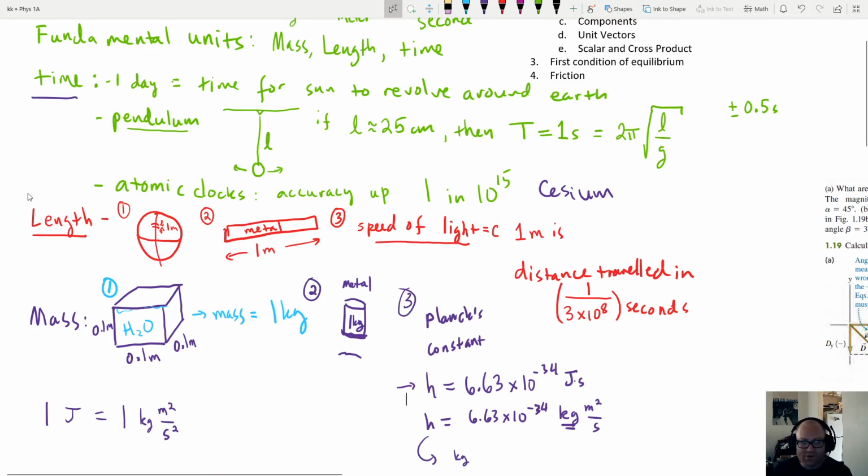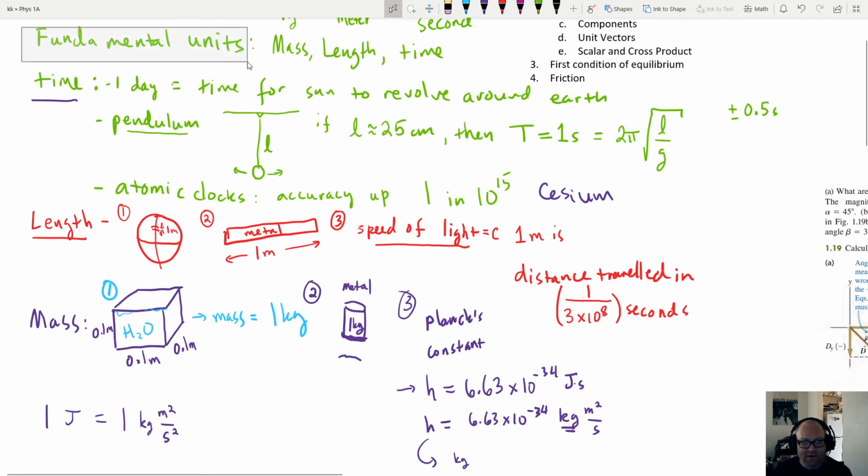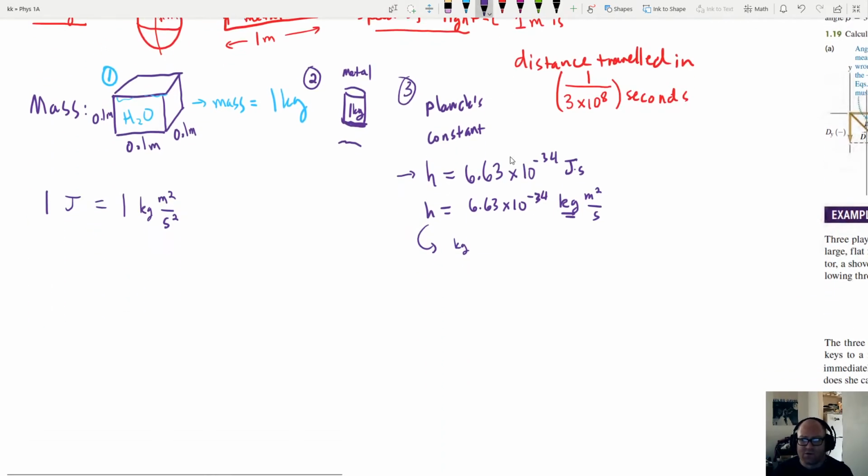Okay, so there's our fundamental units, right? And out of those fundamental units, at least for Physics 1A, we will be able to define all of the other units that we need. And I'll go into a few of those real quick here. What we call derived units. Already mentioned one of them.